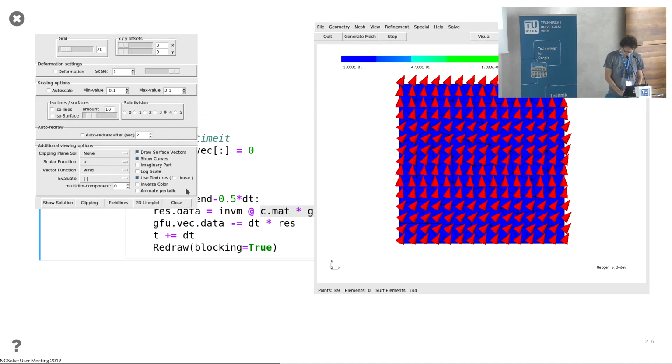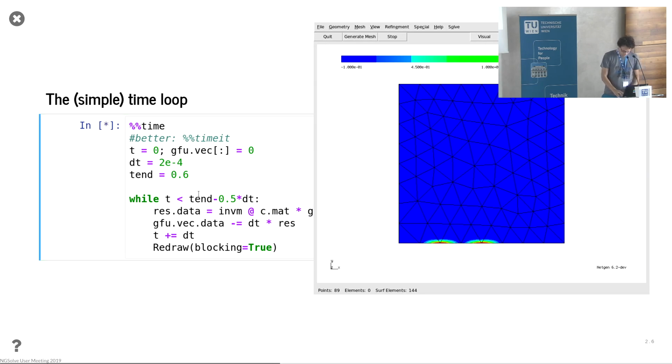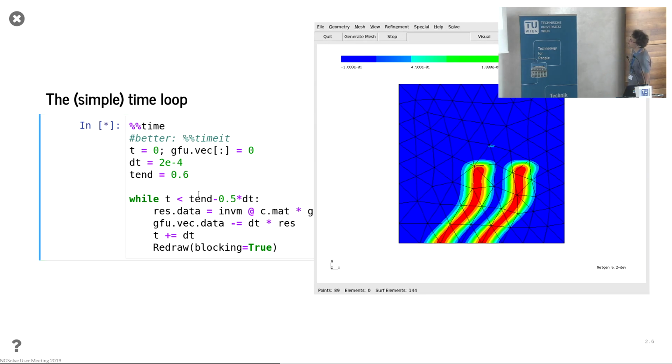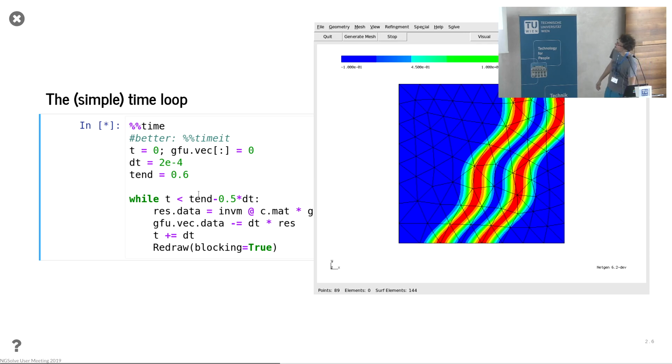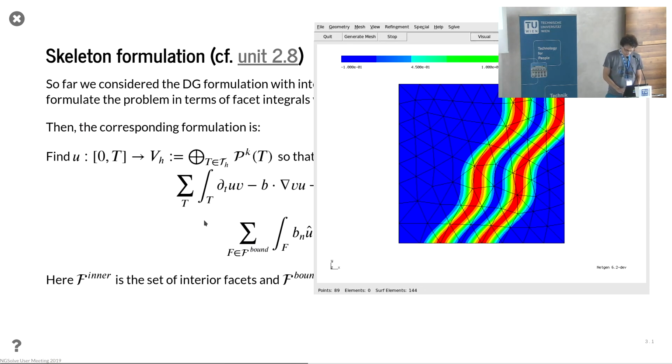Okay, so let's take a look at this. Let's perhaps turn off the surface vectors. So this is now what happens. Yeah, so we have this funny velocity field which transports the boundary values through that domain. Okay, let's also keep in mind how long this took. So this took 5 seconds approximately by doing this simple loop.